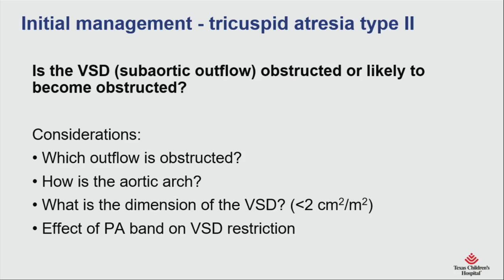There have been some studies trying to correlate the dimension of the VSD, and it looks like if the VSD is less than 2 centimeters square of area per meter square of BSA, the VSD is probably going to become a problem. And then you have to take into account that if you put a PA band, that's going to potentially restrict your VSD more.